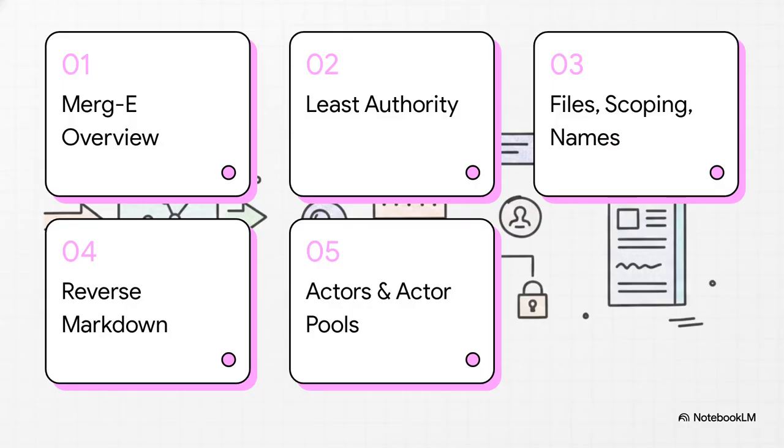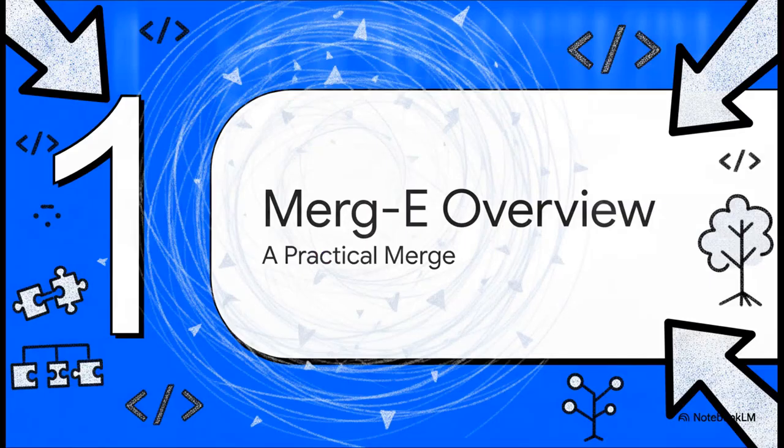Here is our blueprint for today. 1. Merg-E overview. 2. The least authority philosophy. 3. Files, scoping, and names. 4. Documenting with reverse markdown. And 5. Actors and actor pools. Let's dive in. Okay, part 1, Merg-E overview.